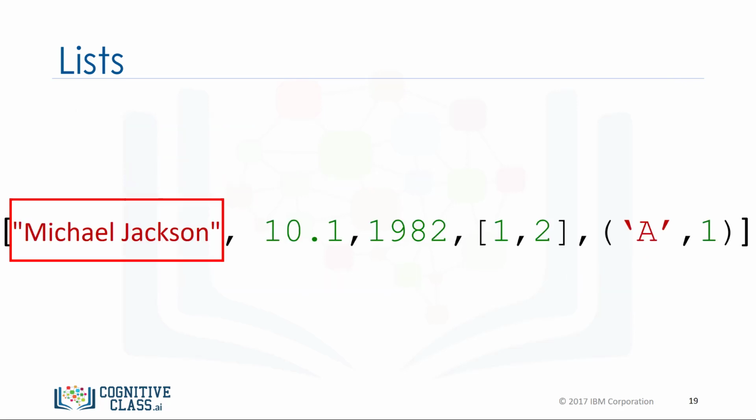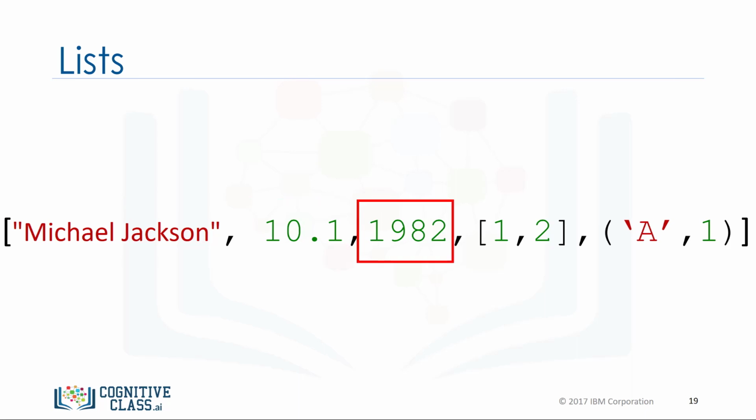Lists can contain strings, floats, integers. We can nest other lists. We can also nest tuples and other data structures. The same indexing conventions apply for nesting.